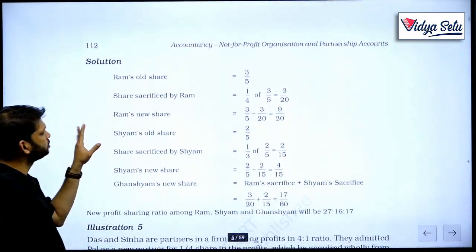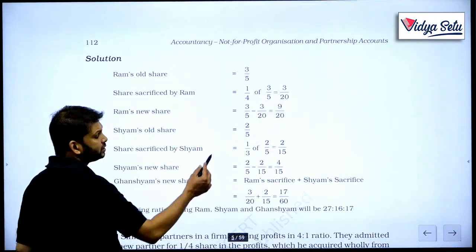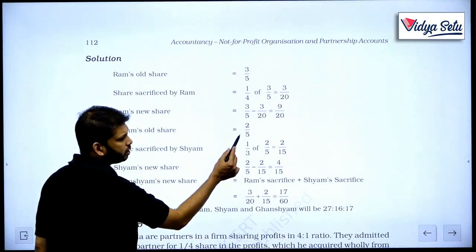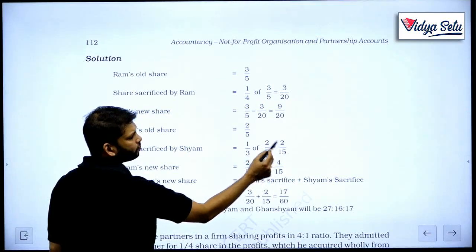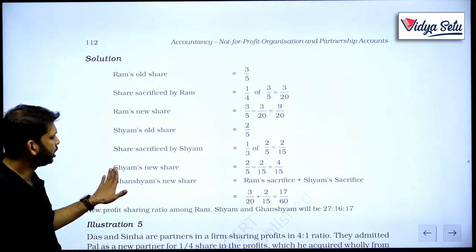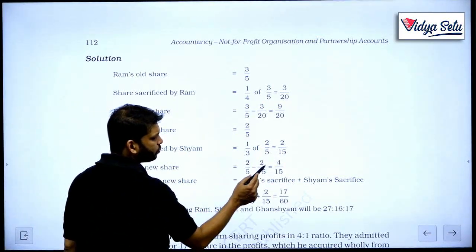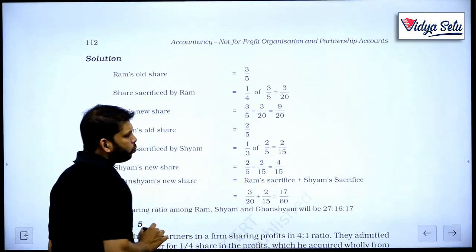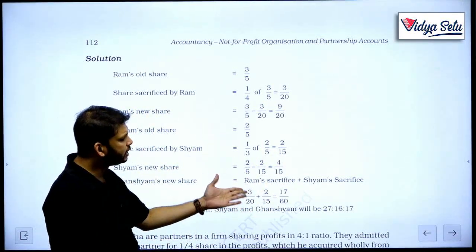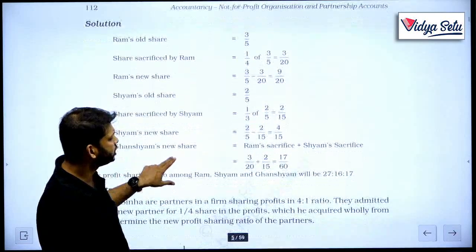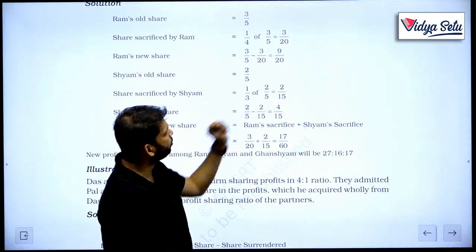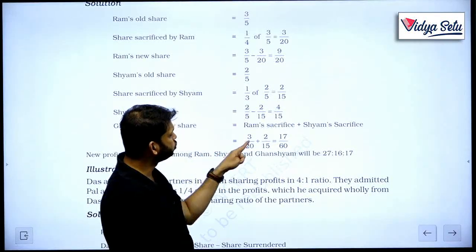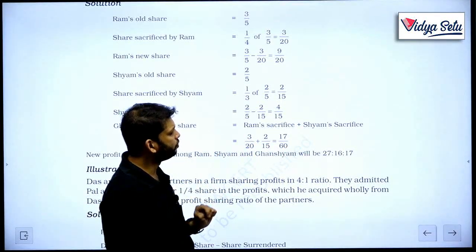In the same way, Shyam's whole share was 2 upon 5. He is sacrificing 1/3 of his share. That means he is sacrificing 1 upon 3 multiplied by 2 upon 5, which is 2 upon 15. So Shyam's new share becomes 2 upon 5 minus 2 upon 15. Now whatever is their sacrifice is the gain for the new partner Ghanshyam. So he got 3 upon 20 from Ram and 2 upon 15 from Shyam. If we add both, we get his share.